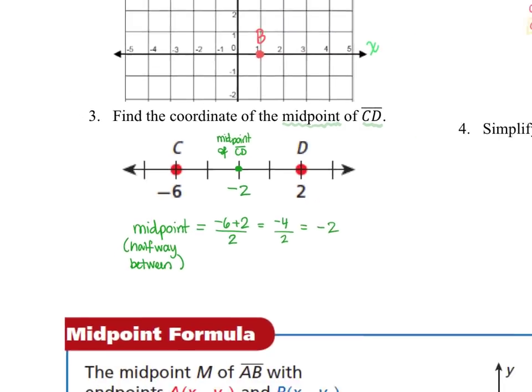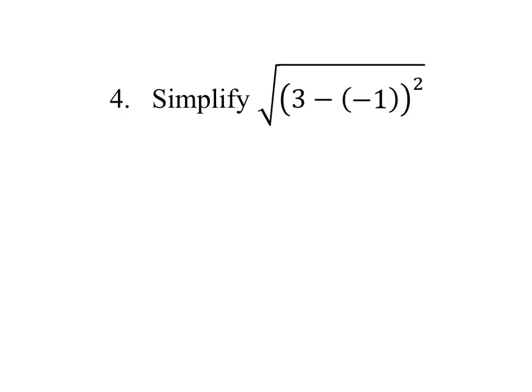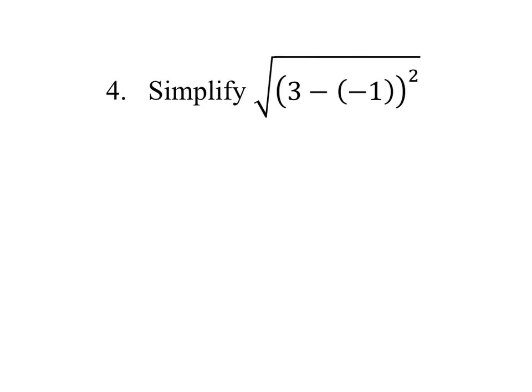That brings us to question number 4. And here we have a radical expression. It says to simplify the square root of the square of the difference between 3 and -1. Just a quick reminder that the radical symbol, or the square root symbol, is a grouping symbol, just like parentheses, braces, brackets, and absolute value bars. And another reminder that no matter what we're doing when we're simplifying, we're going to follow the order of operations.